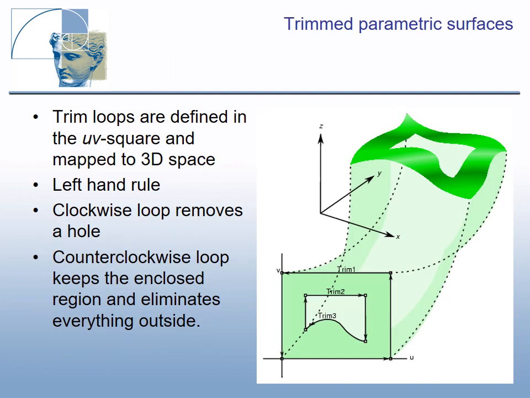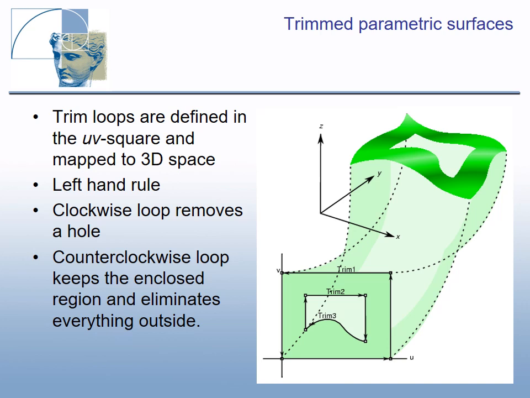Trim loops are defined in the UV square. See the lower part in the image. The loops are mapped to 3D space together with the surface. A left-hand rule is used to specify which part of the surface is removed and which is kept. As you look down on the UV plane while a point moves along the curve, you can hold on to the surface with your left hand.